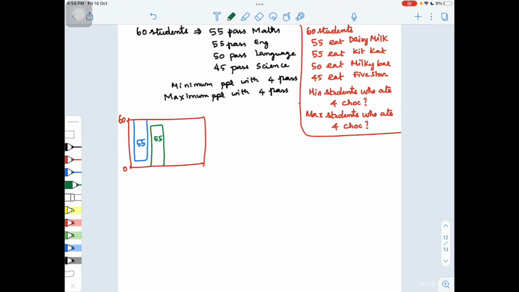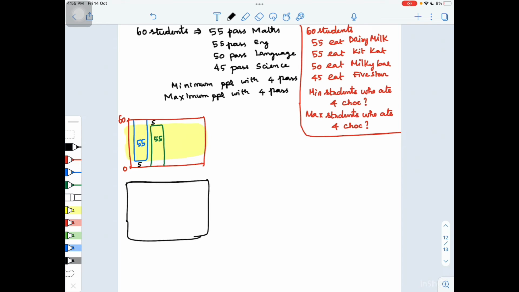So I want minimum overlap. So I'll keep these two filters as far away from each other as possible. So here I'll be losing 5, and here I'll be losing 5. So this is the minimum overlap between English and maths. So 55 length maths and 55 length English, they will have a minimum of 50 overlap. Now let's take this 50 overlap into the next problem.